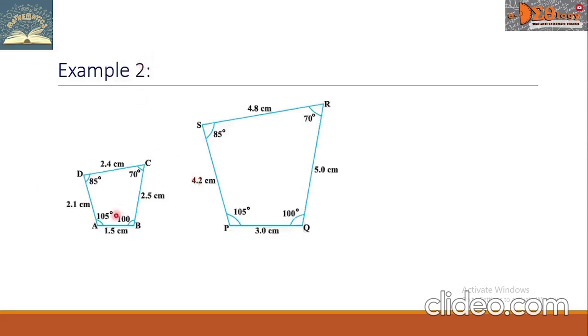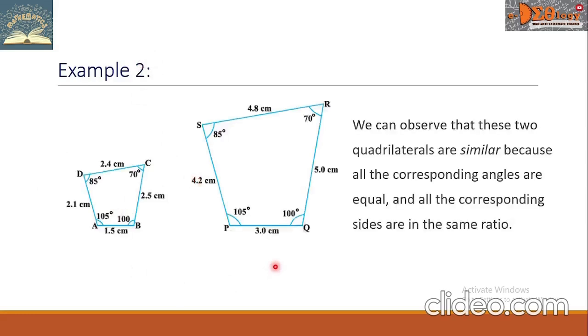Example 2, we have these two figures. We can observe that these two quadrilaterals are similar because all the corresponding angles are equal and all the corresponding sides are in the same ratio. That is 2.4 is to 4.8, and that is equal to 2.1 is to 4.2.